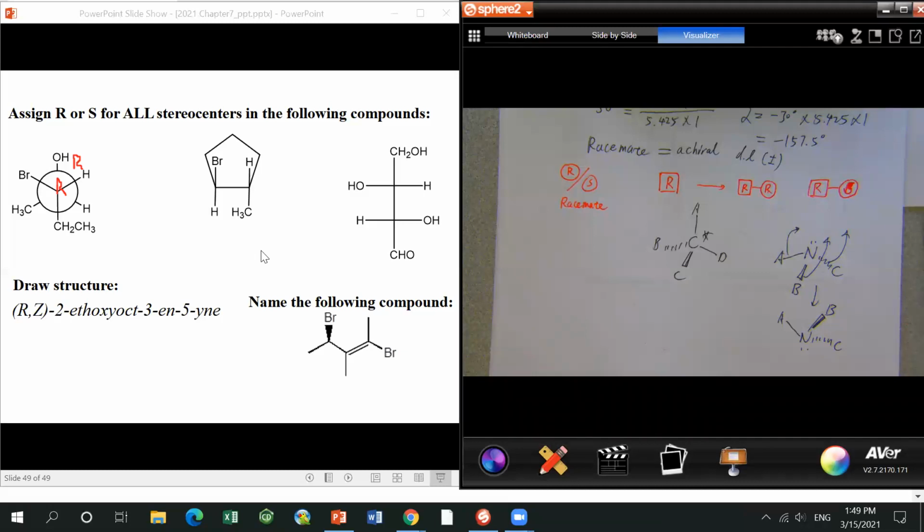For the Newman projection, be a little bit careful. Sometimes you have to adjust your view, so make sure that the hydrogen points away from you. Anyone want to try the ring structure and also the Fischer projection?